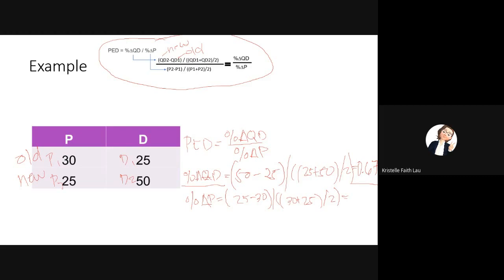Class, kapag ang pinag-uusapan natin ay PED at saka PES, lagi natin tandaan na gagamitan natin sila ng absolute value. So, if we say absolute value, katulad halimbawa dito, negative 18 yung ating answer, if gagamitan natin ng absolute value, magiging positive 18 na siya. 0.18. Ayan.